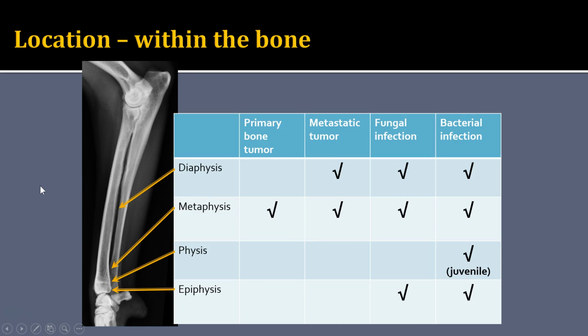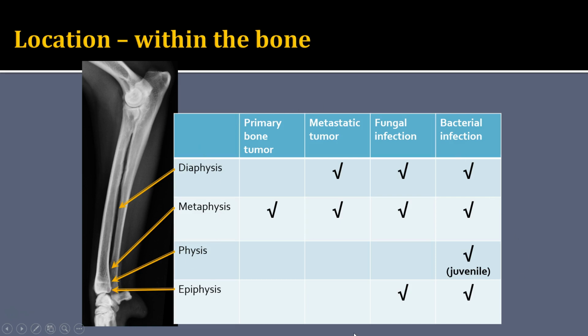When we use location, we also want to consider the location within the bone to help us with some differentials. This is a skeletally mature patient, and I just want to remind you, thinking about the diaphysis, we have a proximal and a distal metaphysis. If we were skeletally immature, we would have open growth plates, which would be our proximal or distal physis, and then we have our proximal and distal epiphysis.